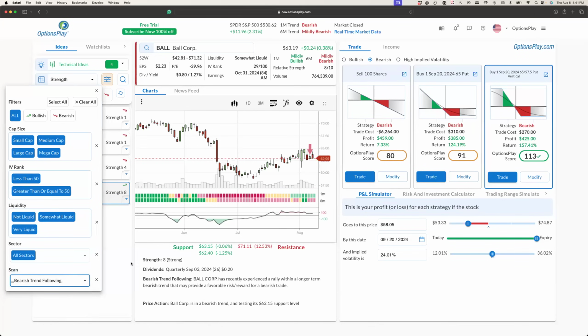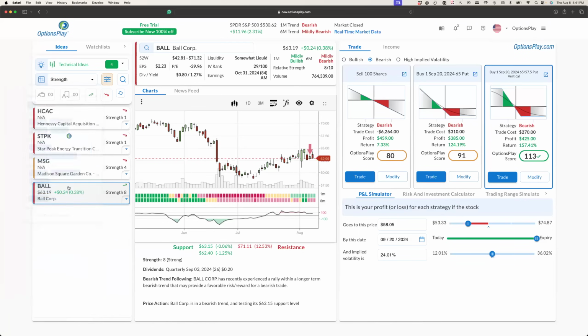So let's just look at the bearish trend following trades. Right now, there are not many. But as you can imagine, the reason for that is because there are not a lot of bearish stocks that have rallied enough to justify selling them just yet. So we'll keep an eye on this over the next few trading days for any opportunities that come up.